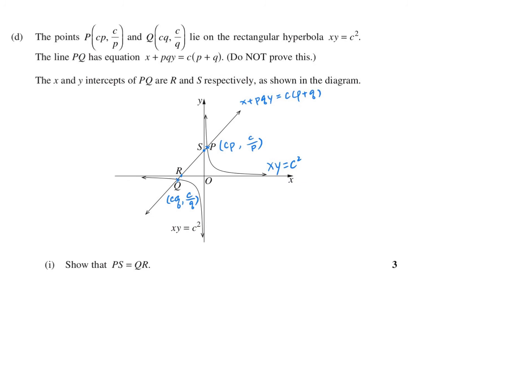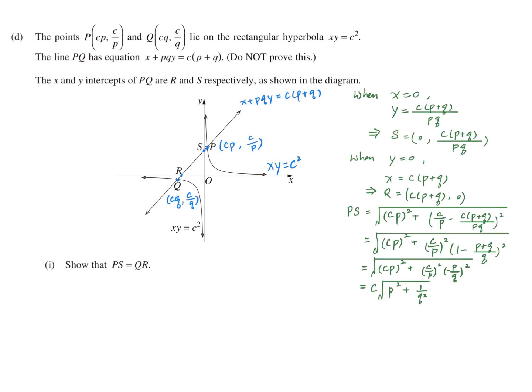Question D gives you a hyperbola with the equation xy equals c squared. P and Q are 2 points lying on this hyperbola with the coordinates given. The question tells you to join PQ with a straight line, and the equation of the straight line is this one. The x and y intercepts of the straight line are R and S. The question asks to show that the length of PS is actually equal to the length of QR.